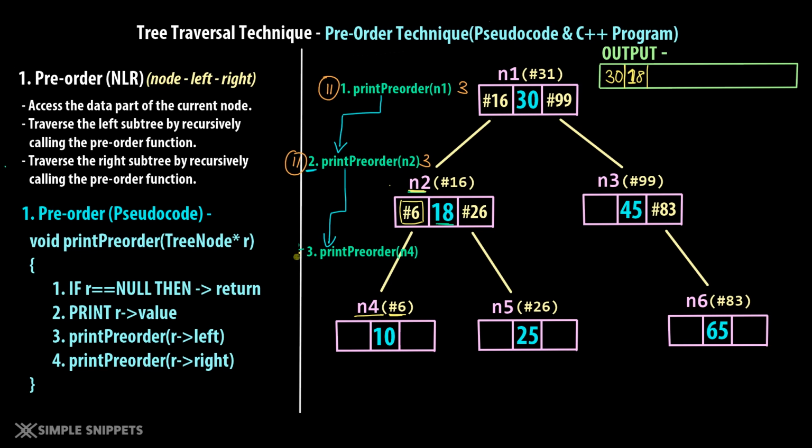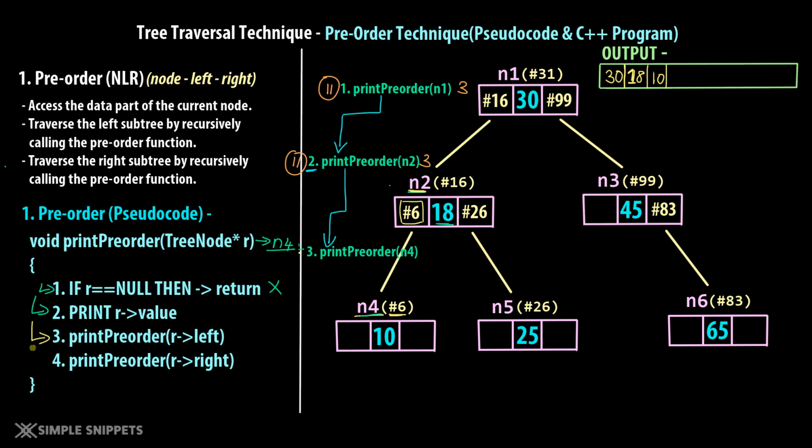Now for the third print preorder, r is equal to n4. Again, r is not equal to null, so this step will be skipped. So step number 1 is done. Step number 2 says print r of value. Right now r is n4. n4 has a value of 10. So let's print that. I'll write 10 over here.